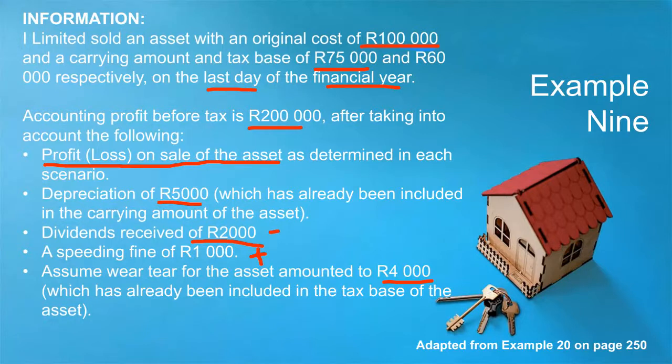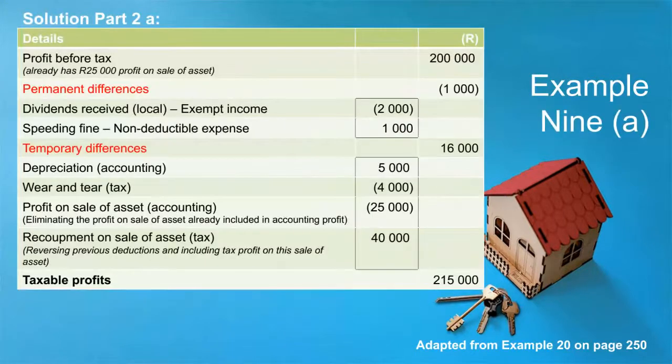right? So what we'll do now is we'll subtract the profit and we're going to replace it with the recoupment, which means we're going to do what to the recoupment? Add it back, right? So we're simply replacing it with the tax treatment. Let's have a look at what that looks like.